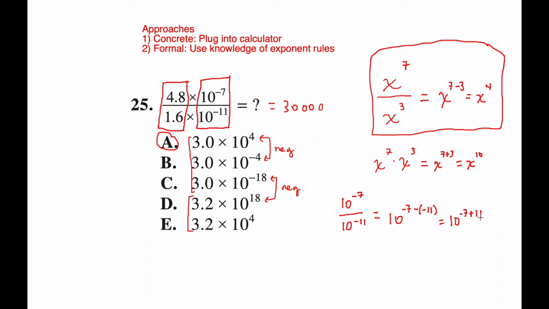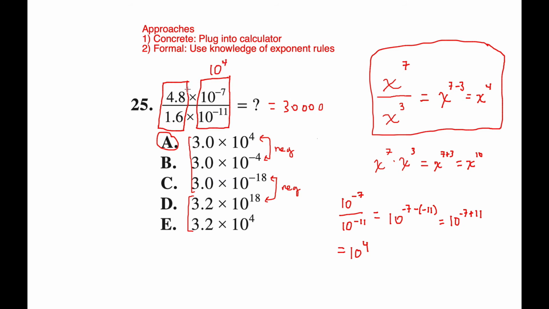And notice I'm not skipping any steps here because we want to be super careful. I'm going to write out what that equals. So negative 7 plus 11 is positive 4. So this becomes 10 to the positive 4. So we have that. Let's write 10 to the positive 4.